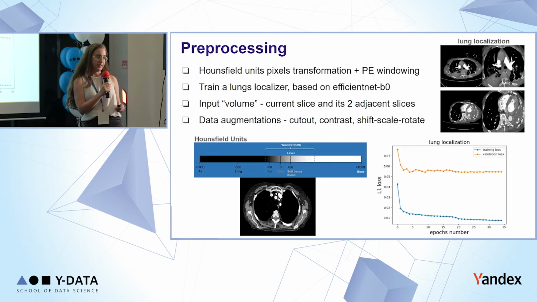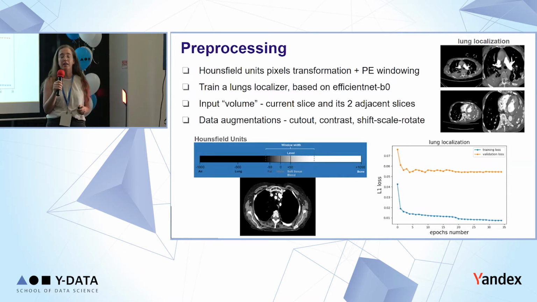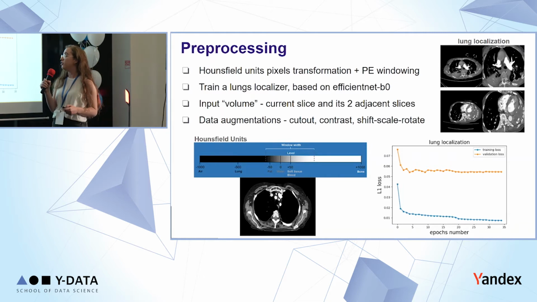In the pre-processing stage, we transform the pixel values, and we use a technique called windowing to highlight in the images the relevant structures related to PE. We trained an EfficientNet with a detection head to detect the relevant area in the images, the lungs' bounding box, and crop it. Our 3 input channels for the CNN were the current slice and its 2 direct neighbors, to mimic some kind of volume. And we use these data augmentations.